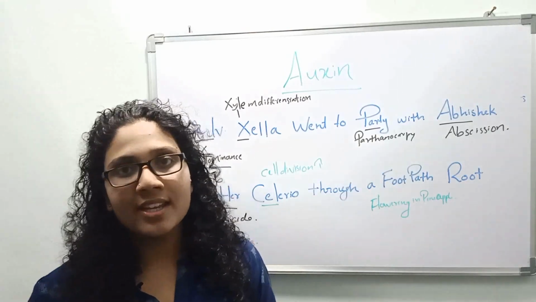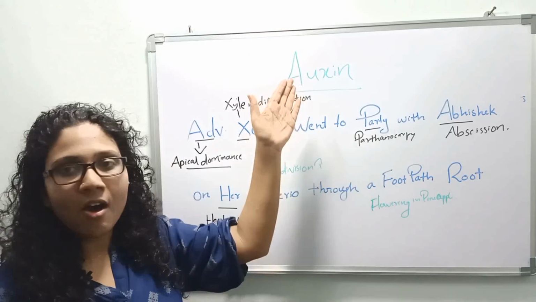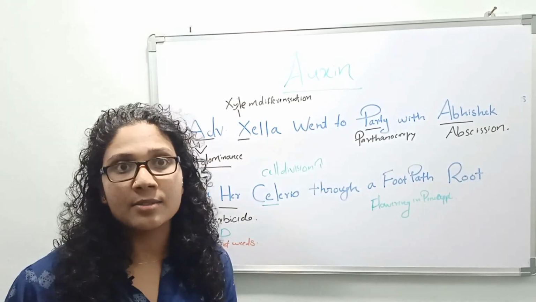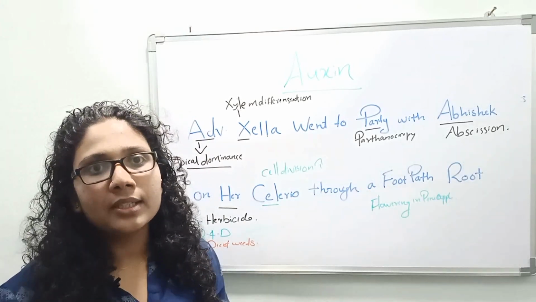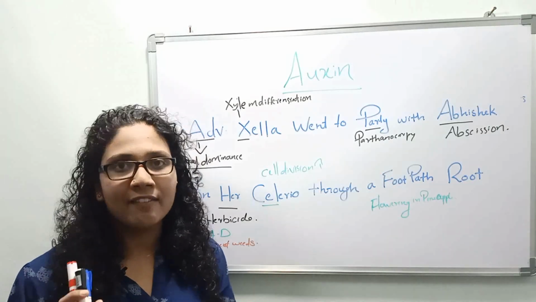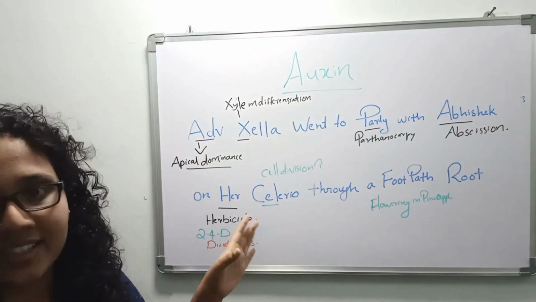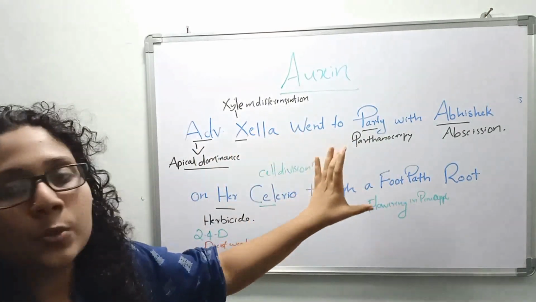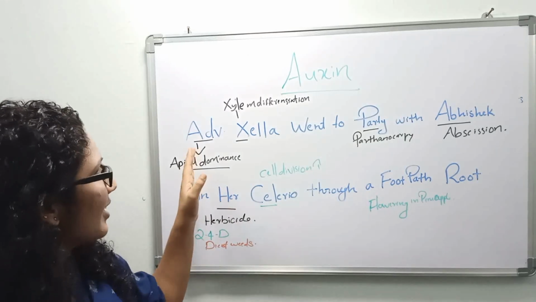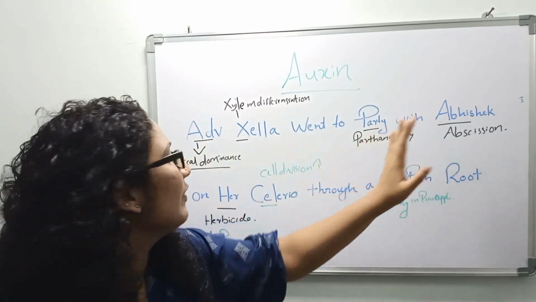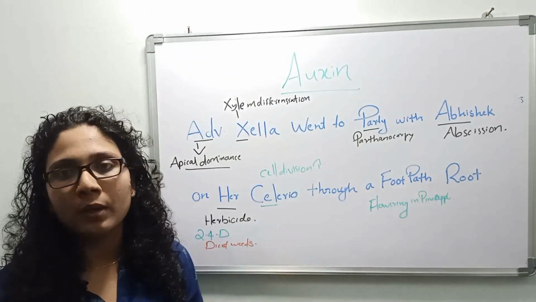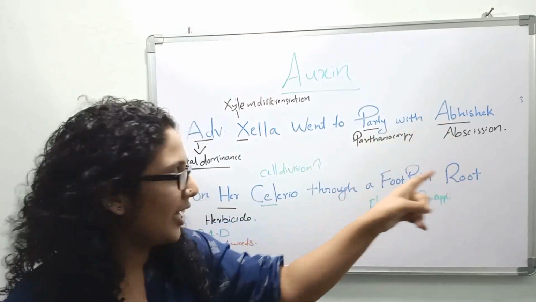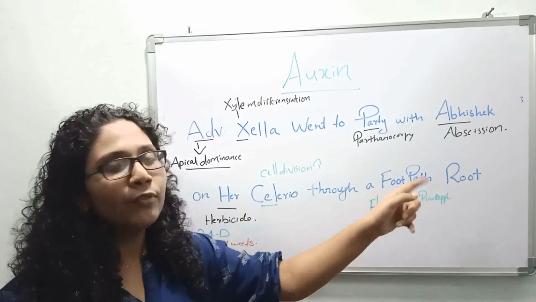Let's take the functions of each plant growth regulator one by one. First one is auxin. As you all know, auxin was discovered by Charles Darwin and his son Francis Darwin. In order to remember the functions of auxin, as usual, I will give you a mnemonic. The mnemonic or trick is a simple English sentence. The overall functions of auxin will be in accordance with this sentence. And the sentence is: Advocate Sella went to party with Abhishek on her Celerio through a footpath route. Sella is the name of a girl and she is an advocate.